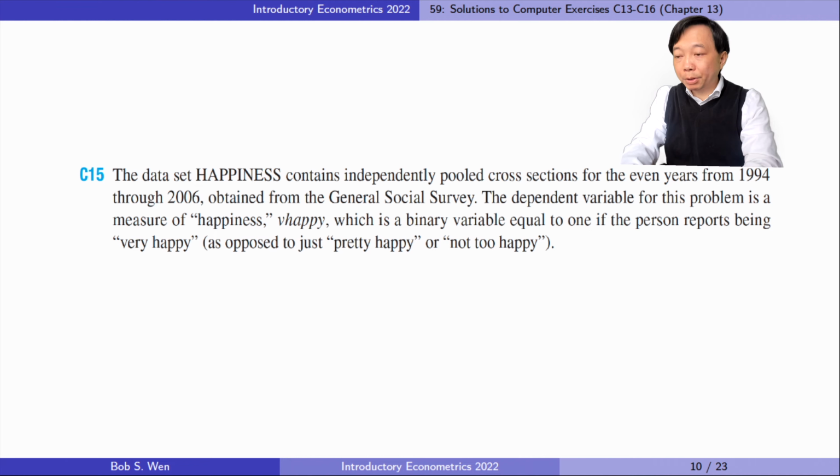Let's find answers to computer exercise 15. The dataset contains independently pooled cross-sections for the 7 years from 1994 through 2006, obtained from the General Social Survey. The dependent variable for this problem is a measure of happiness, VHappy, which is a binary variable equal to 1 if the person reports being very happy, as opposed to just pretty happy or not too happy.